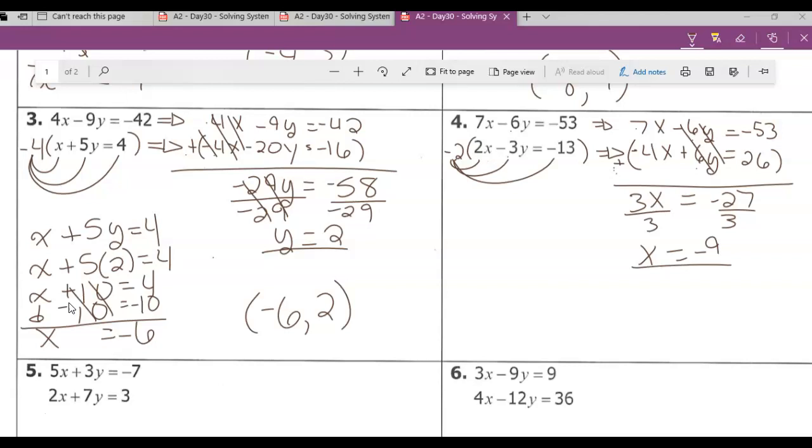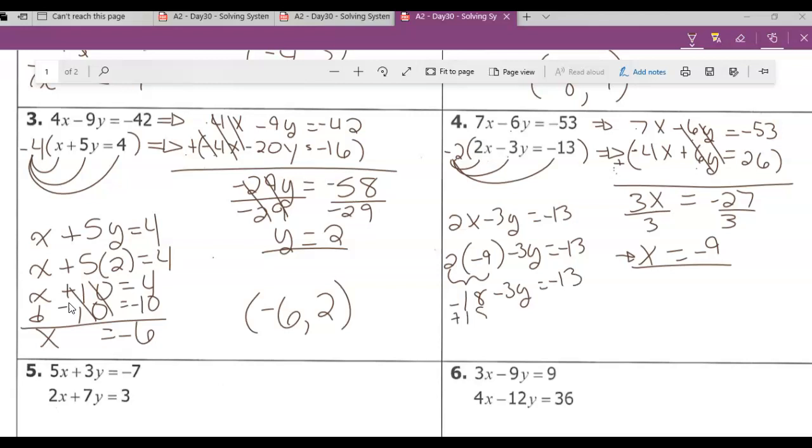So I'm going to go ahead and pick my second equation before I changed it. 2x minus 3y equals negative 13. And I will substitute the x value that I got into the x that I have in this equation. So 2 times negative 9 minus 3y equals negative 13. 2 times negative 9 is negative 18 minus 3y equals negative 13. I'm going to go ahead now and add 18 to both sides.